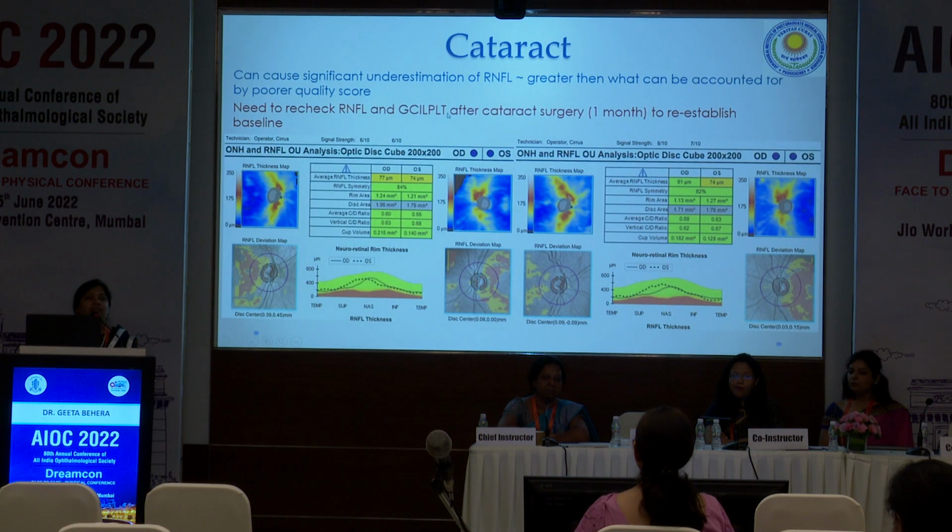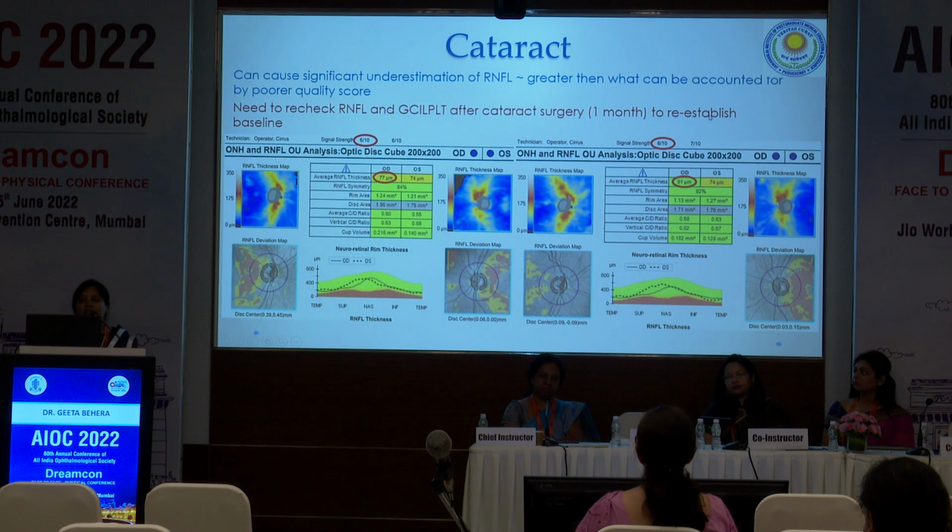Cataract can also cause significant underestimation of the RNFL, much greater than what can be accounted for by the poorer quality score. As you can see here, the quality score between the two imaging time points is 6 out of 10 and 8 out of 10. So there's a signal strength difference of only 2. But if you look at the RNFL score, it's almost a 13 micron difference. So this can easily be misinterpreted as progression, but after the cataract surgery, you see it's almost back to normal. And what you see in the other eye may also be due to the cataract and not due to any glaucomatous problem.